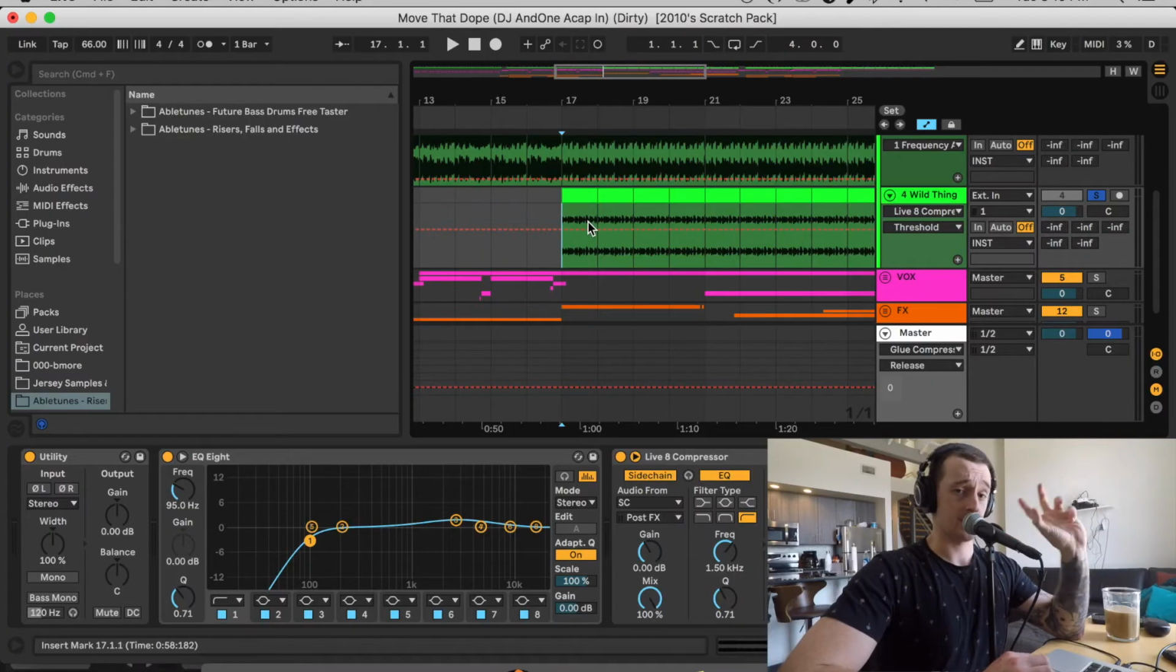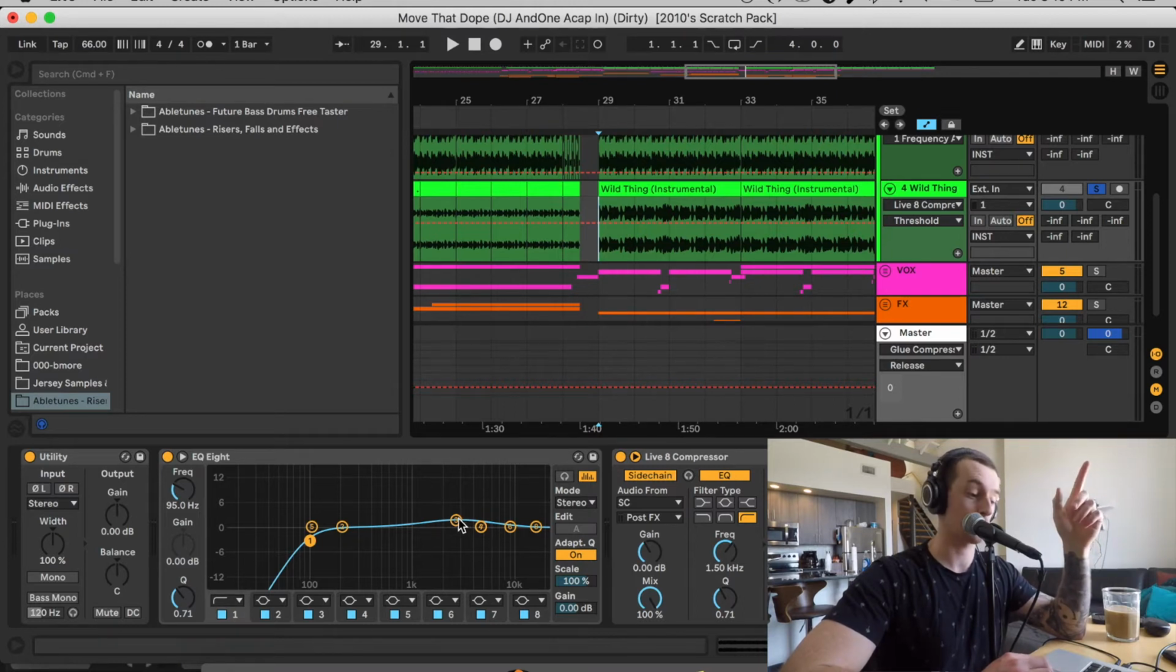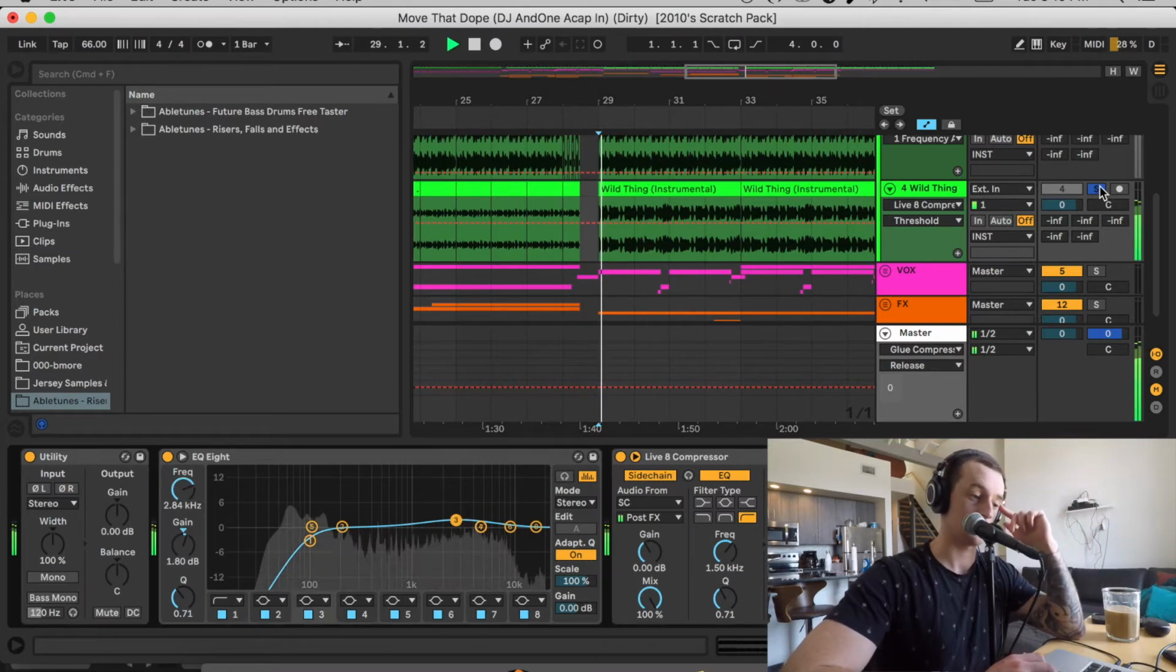Anyway, I took that as the segue, used that kind of as a shaker, and then I have a little sidechain going here. I also wanted the guitar to go through more in Wild Thing, so I did a little boost where the guitar is present here on the EQ8.